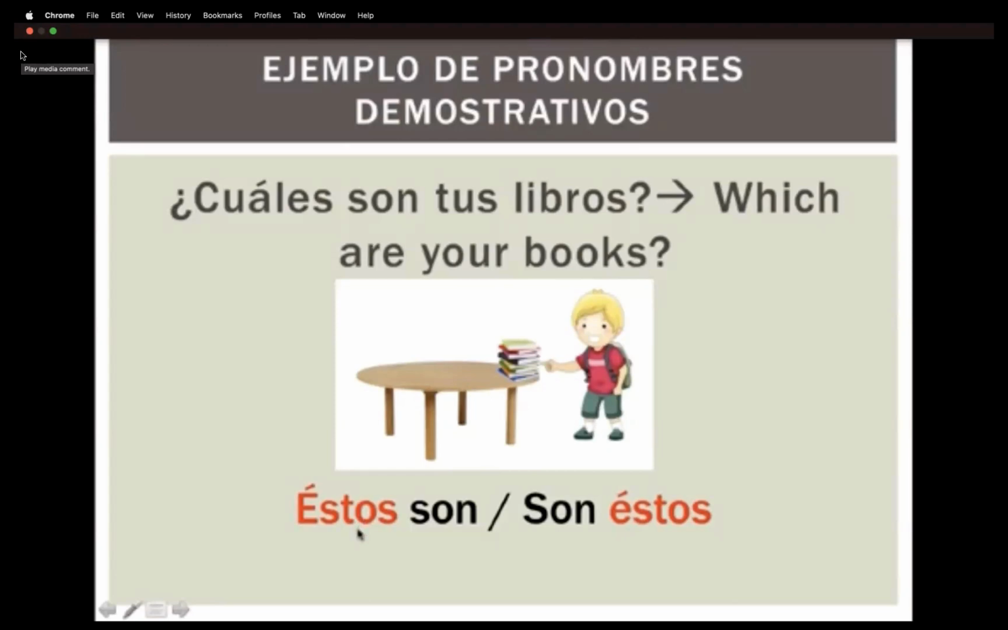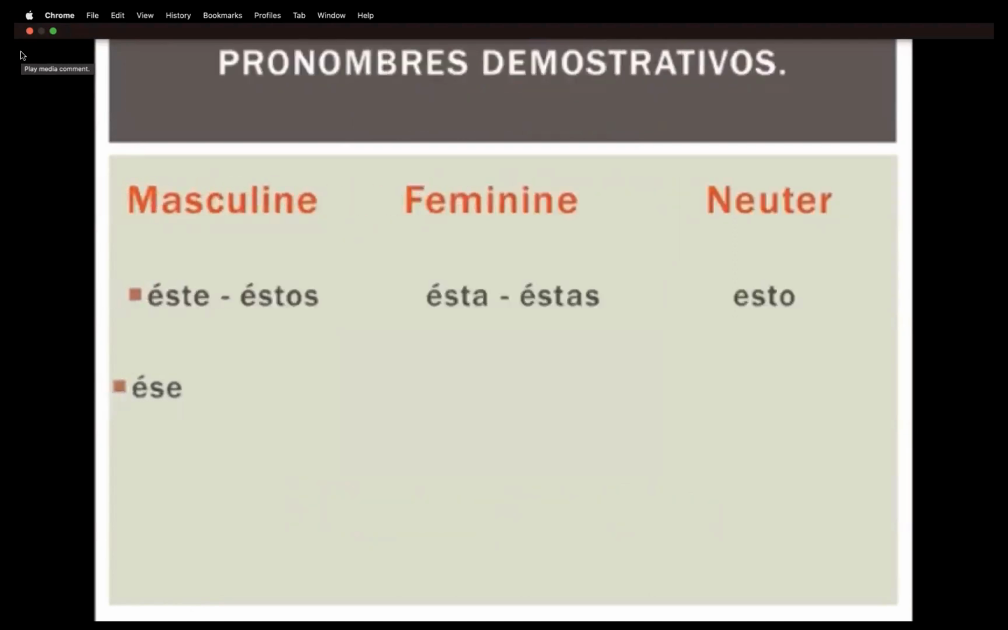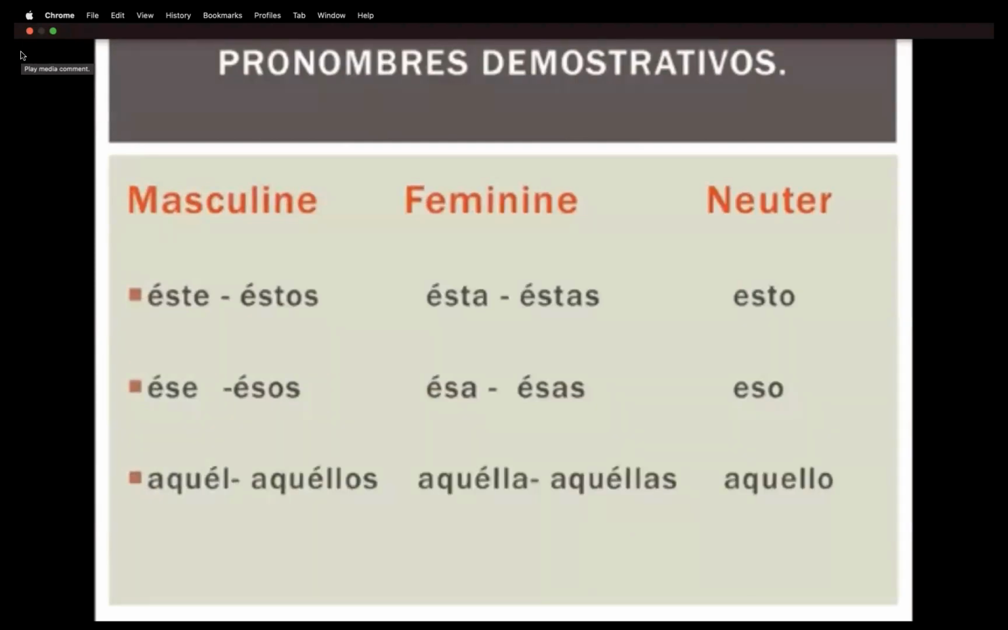To differentiate pronouns from adjectives, an accent mark is written on the stressed vowel, as we can see in here. Each demonstrative pronoun has a neuter form as well, different to the adjectives, as we can see here in the third column. Esto, eso, and aquello. The neuter form does not take an accent mark, nor do they have plural forms or gender.